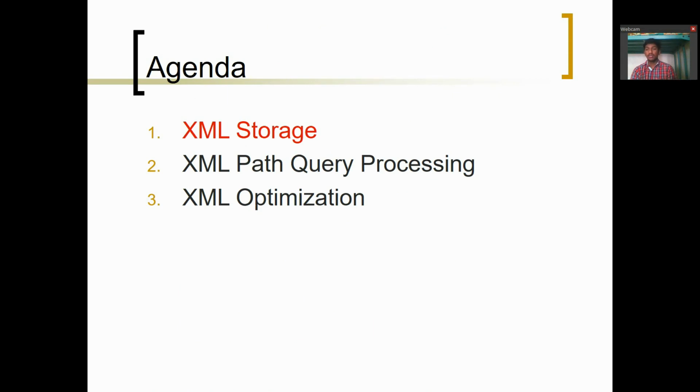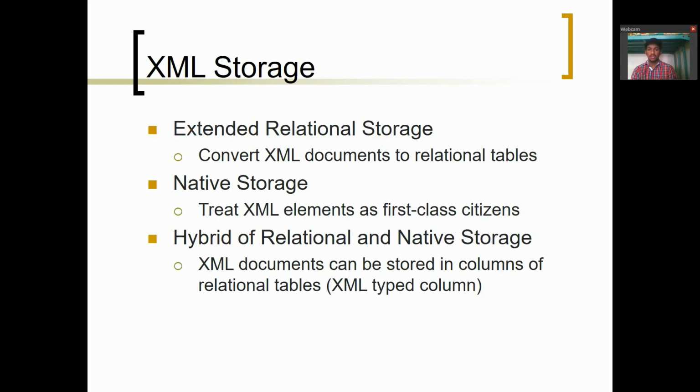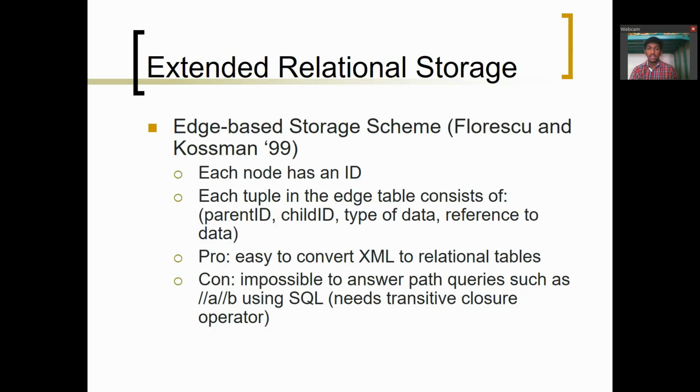So in our agenda, that was just the introduction. We are going to see XML storage, XML path query processing, and XML optimization. Extended relational storage converts XML documents to relational tables. Native storage treats XML as first class citizens. Then a hybrid of relational and native storage: XML documents can be stored in columns of relational tables as XML typed columns. So it's a combination of both.